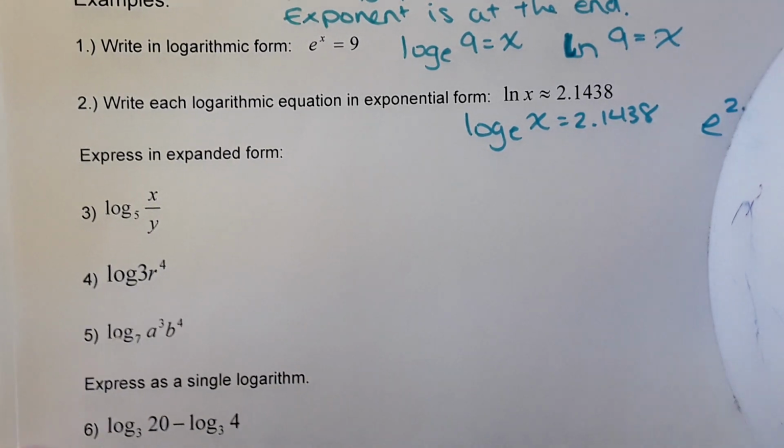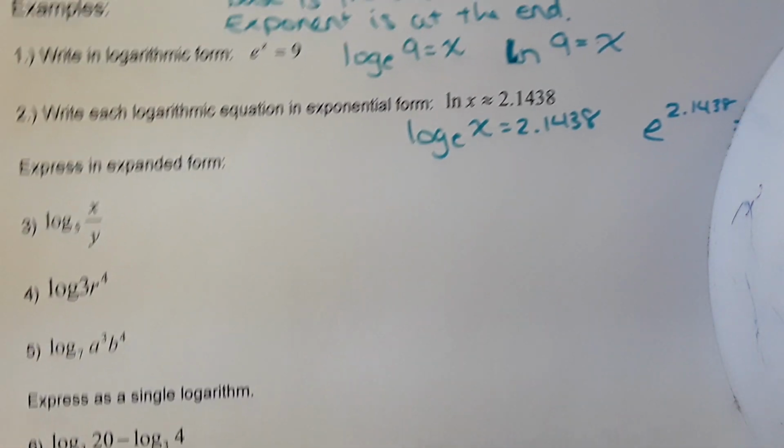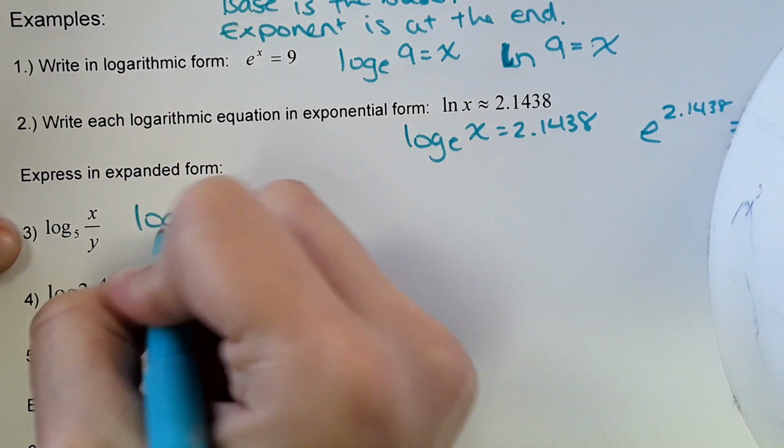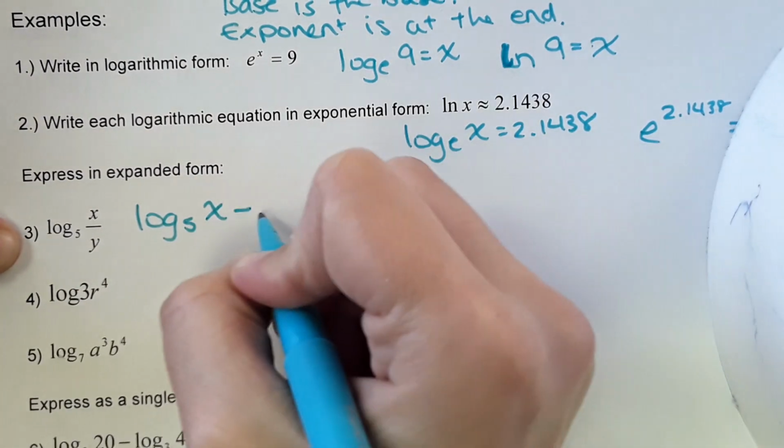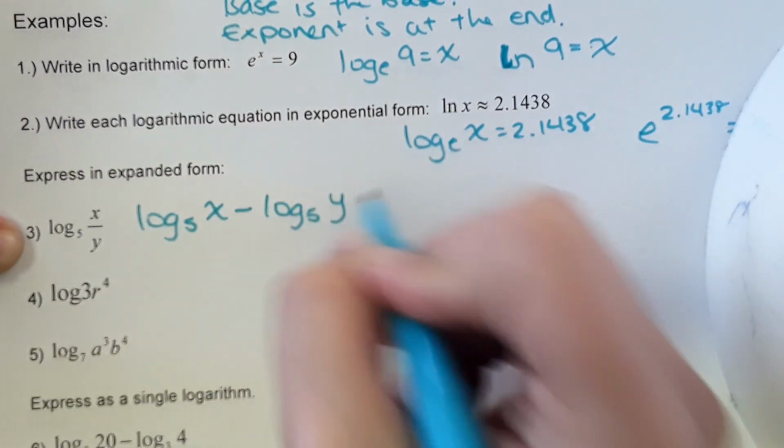So in expanded form, we're going to write it with subtraction. So it'll look like this. Log of 5x minus log of 5y.